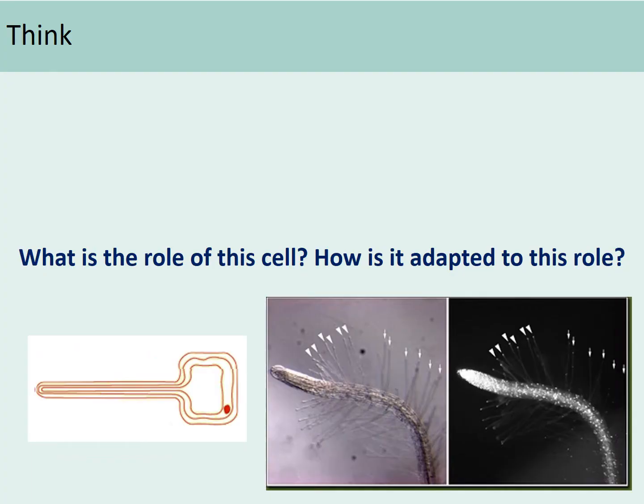Okay, so we've got a picture of a cell on the bottom left hand side. Hopefully we recognize this specialized cell. It is one of the ones that you do need to know. It is a root hair cell that can be found in the roots of plants. Quick thinking question, so you don't need to write it down again. What is the role of this cell, and can you remember how it is adapted for that role? So pause the video, try and remember what the role is and how it's adapted for it.